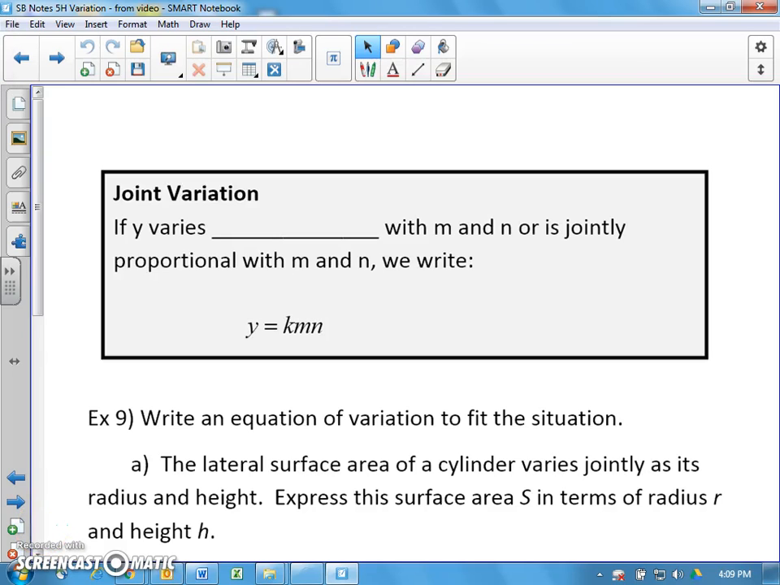So here's the rest of the variation notes. In class next time, I will be checking all of your variation notes to make sure that you've got them complete from start to finish, including all of the try me problems.